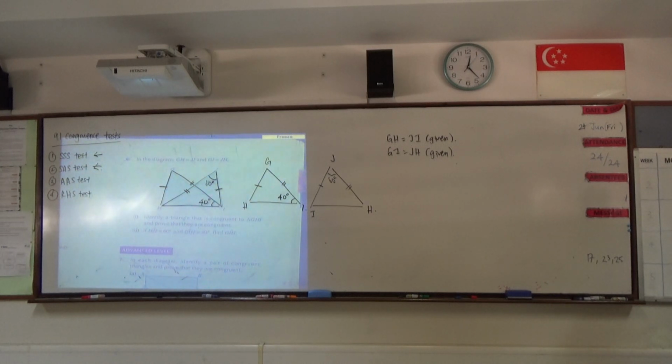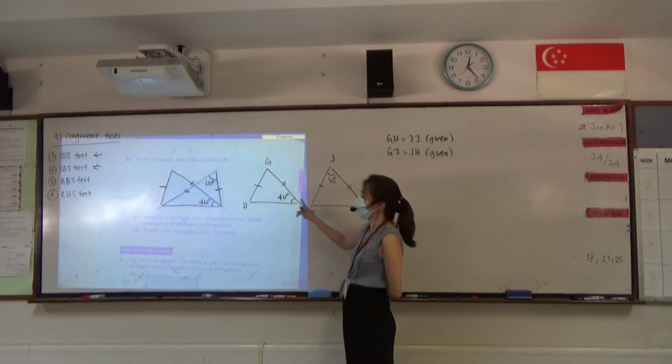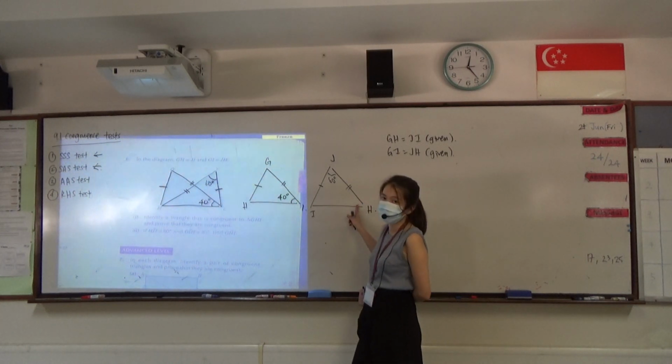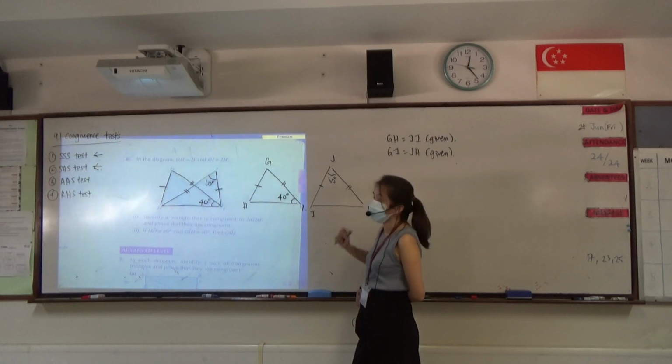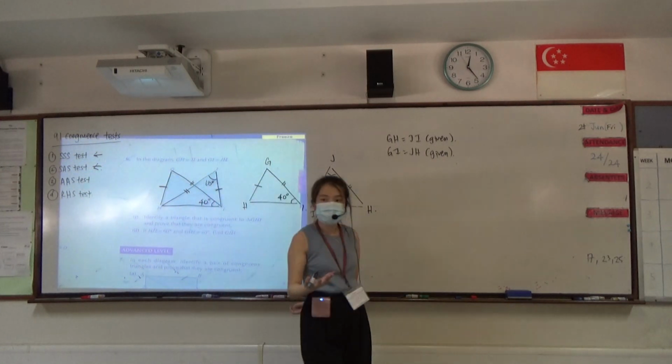So Linghui, will you use SSS test or SAS test? I will need one more side in order to prove the SSS test. Otherwise, one more angle to prove the SAS test. So what will your choice be? SAS. Do you know whether the corresponding angles are equal? We know this 40, but do we know this is 40 or not? 180 minus 60 minus 40 gives us which angle?